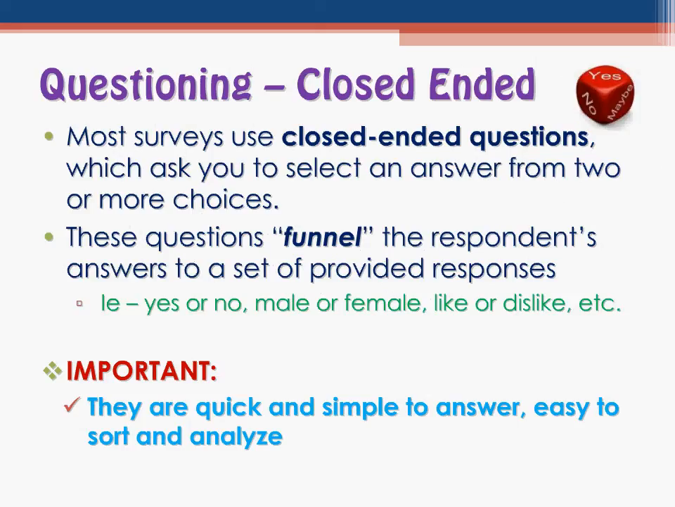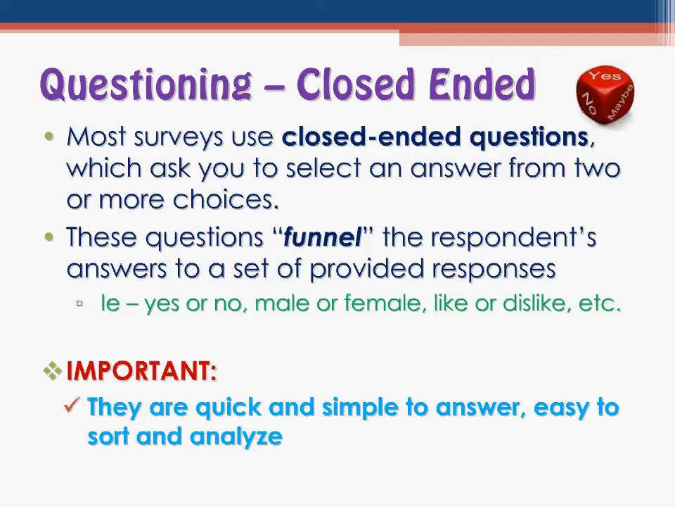Let's take a look. The first type of question is a closed-ended question. This is the most commonly used question on surveys. Why? Because it is the easiest for survey respondents to answer. Closed-ended questions give the respondent a set of potential answers. Oftentimes these answers also include the other option, so you give them 5 options, and if one of those options doesn't apply, they can always write in the other option. And again, these questions funnel the respondents to a set of provided responses. Yes or no, male or female, like or dislike, it goes on and on. These are very quick and simple to answer.